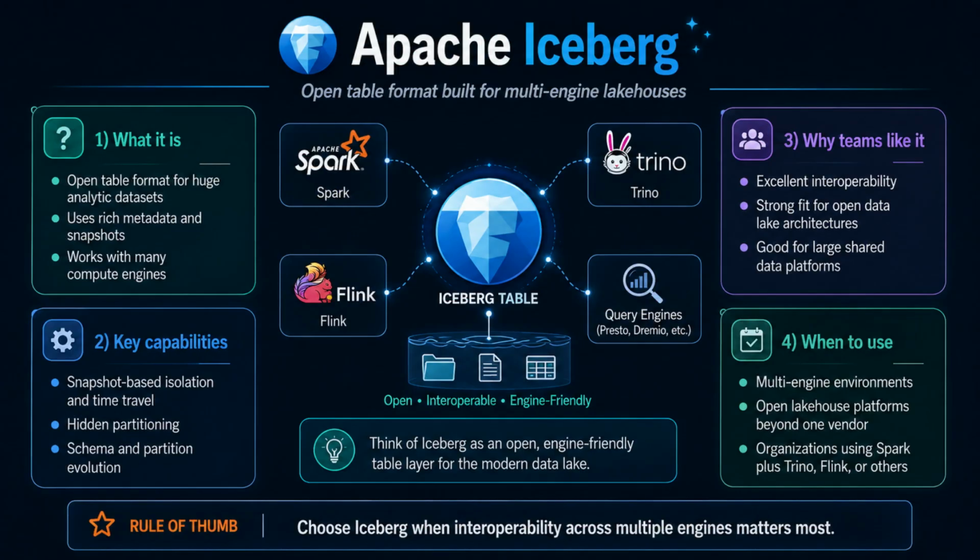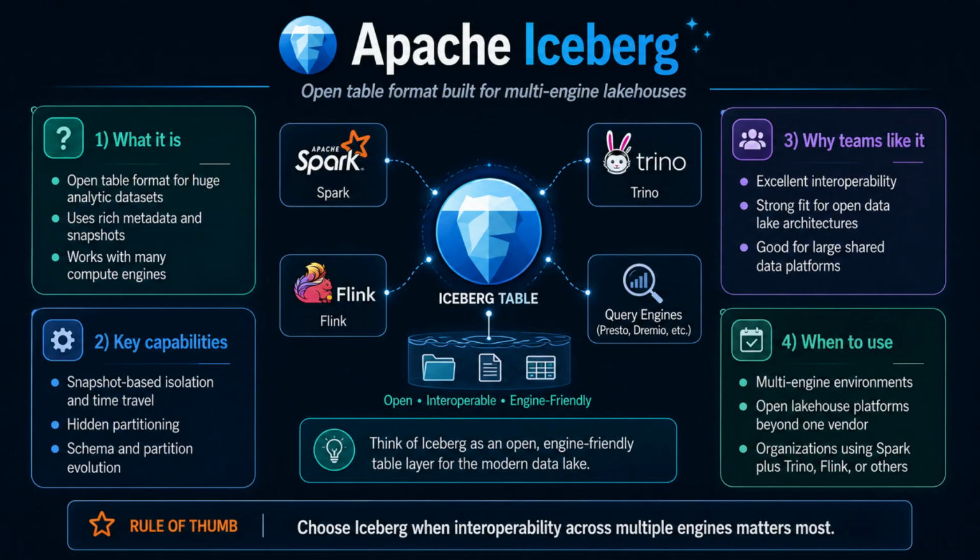Apache Iceberg is an open table format built for large analytic datasets and multi-engine lakehouses. Like Delta Lake, Iceberg is a table layer, not just a file format. It manages metadata, snapshots, schema evolution, partition evolution, and time travel. But one of the biggest strengths of Iceberg is interoperability. In the center of the slide, you can see one Iceberg table connected to multiple engines. Spark can use it, Trino can use it, Flink can use it, other query engines can also connect to it.